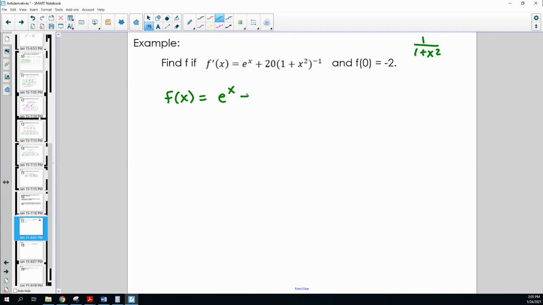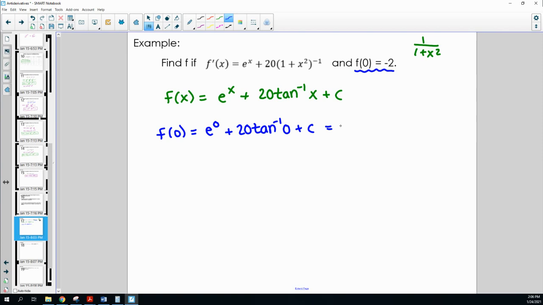So this is really going to end up being 20 inverse tan of x. And then we're going to keep that plus c because this is our general antiderivative. But now we know a specific piece of information. We know that f of 0 equals negative 2. So we're going to plug that in. So f of 0 is equal to e to the 0 plus 20 inverse tan of 0 plus c. And we know that that's equal to negative 2.